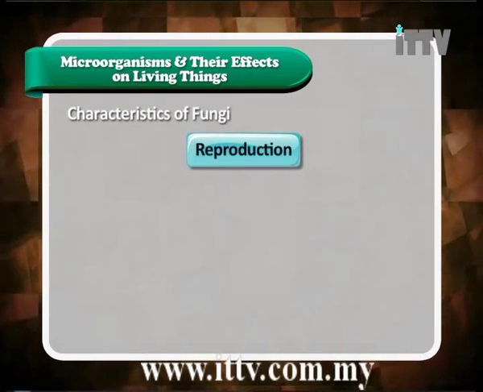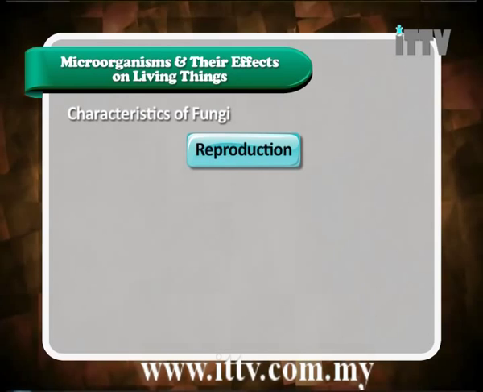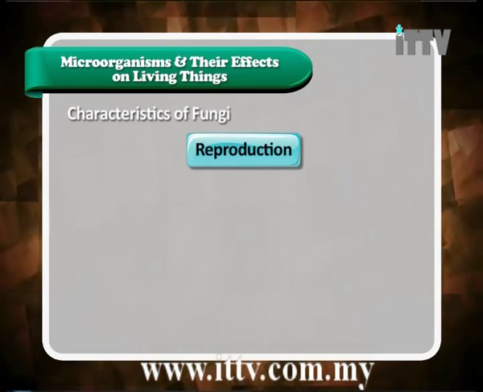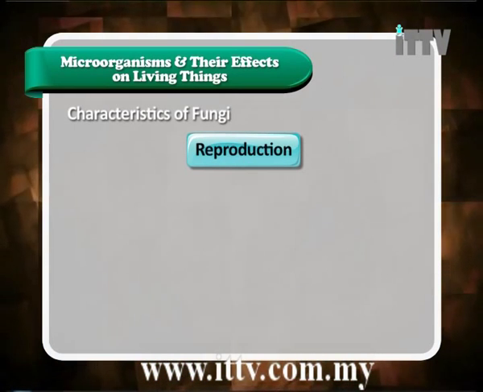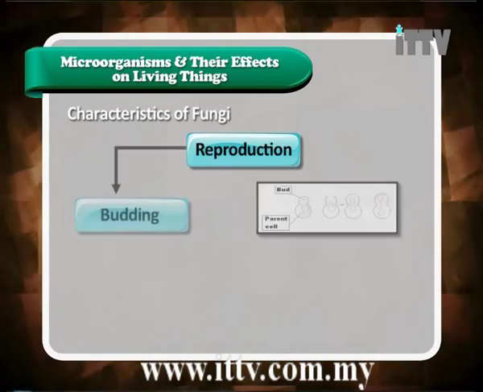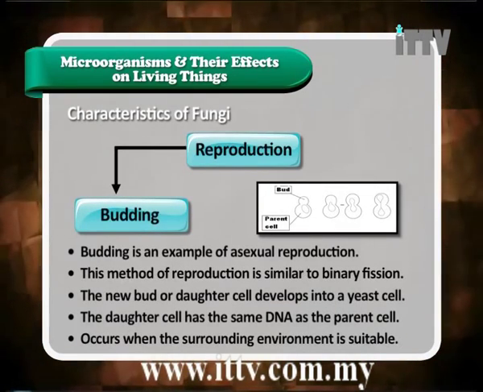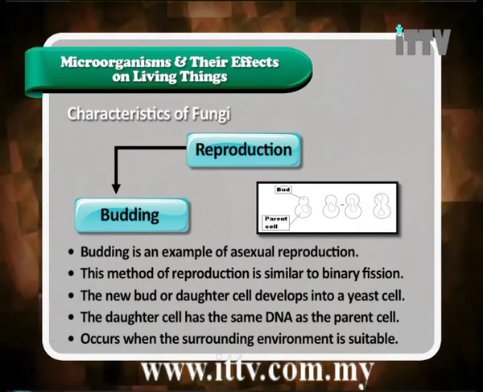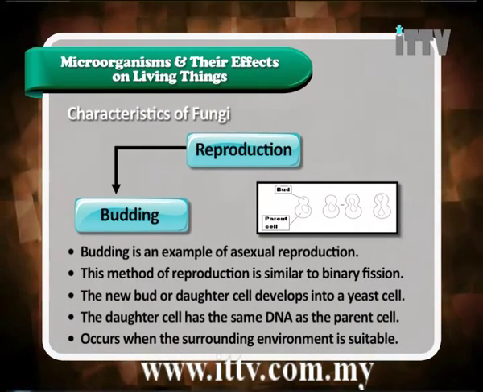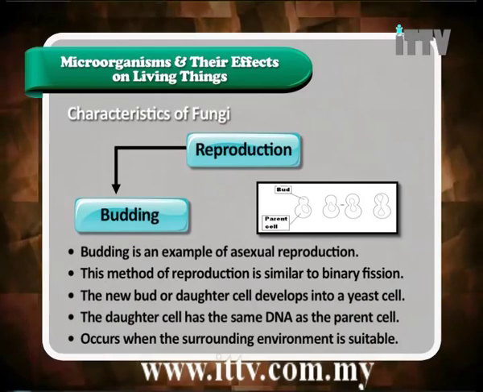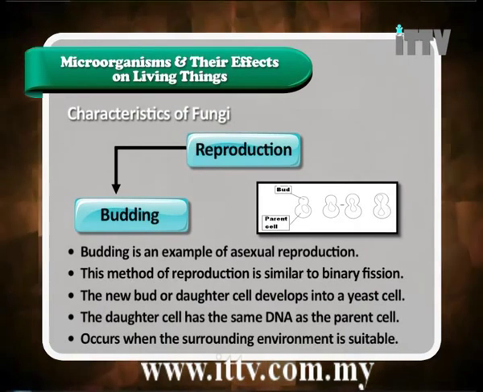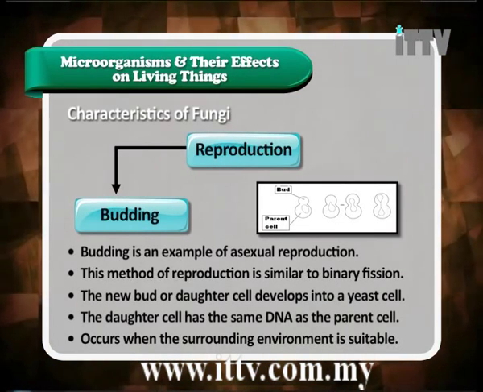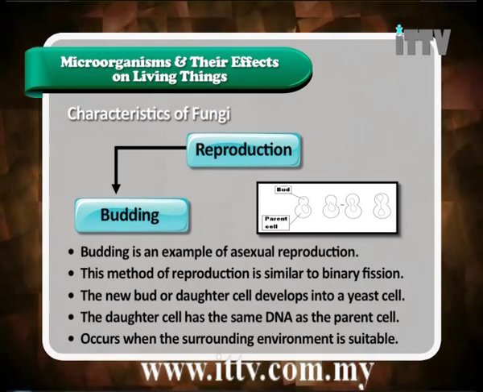Let's move on. There are many types of fungi. Hence, there are different methods of reproduction. Let's look at the two different ways of how some fungi reproduce. Budding is an example of asexual reproduction. This method of reproduction is similar to binary fission. How does budding occur? Budding involves a single cell dividing into two separate cells.